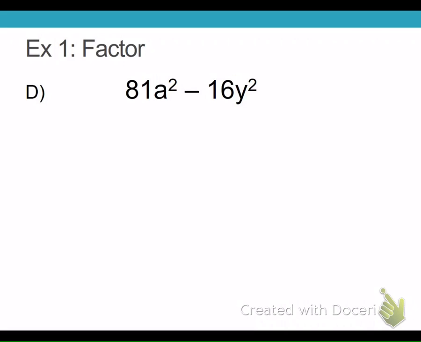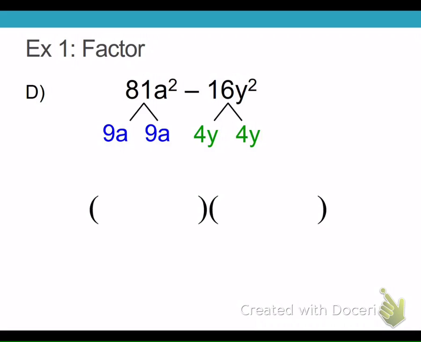All right, so here's part D. Yes, we have two perfect squares. We have a minus sign in the middle. What's going to happen in the front? 9a and 9a. Good. What happens in the back? 4y, 4y. Good. Then what? 9a plus 4y, 9a minus 4y. Very good.